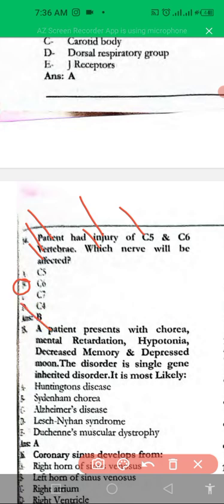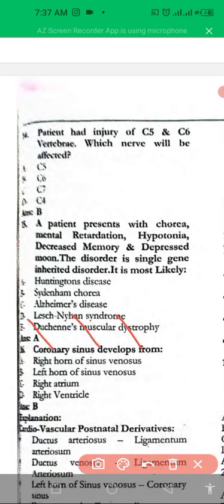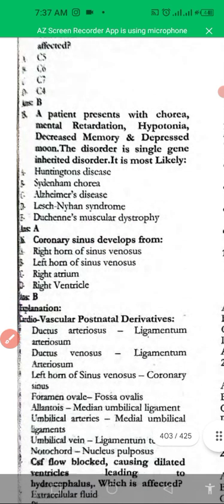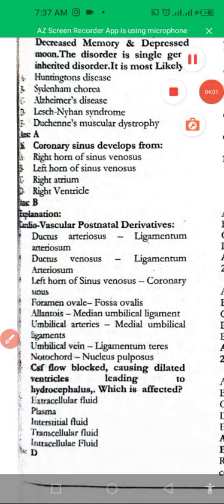A patient presents with chorea, hypotonia, mental retardation, decreased memory and depression, a depressive mood disorder of single gene inheritance. That is Huntington disease, a disorder of single gene inheritance. Another one is coronary sinus develops from the left horn of sinus venosus. Coronary sinus. CSF flow blockade results in dilation of the ventricle and leads to hydrocephalus. What is affected? It is transcellular fluid that is affected in CSF flow blockade.